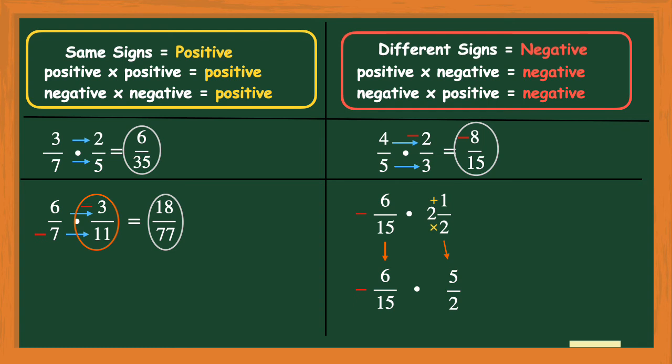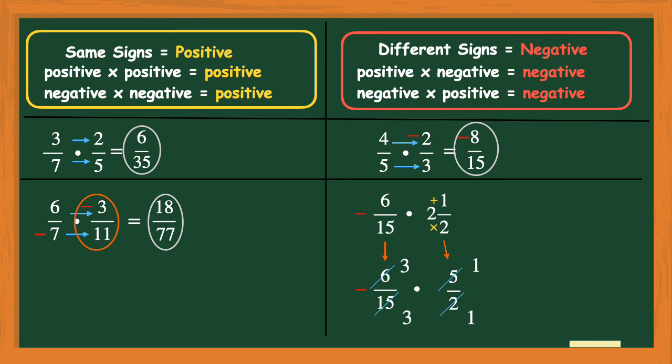Now, before I multiply my numerators and my denominators straight across, I'm going to go ahead and look for some cross-canceling opportunities. And I do see one here with 6 and 2. They both share a common factor of 2. So I'm going to divide each of them by that shared factor of 2. So 6 divided by 2 is going to give me 3. And 2 divided by 2 gives me 1. I also see a cross-canceling opportunity with 5 and 15, and they share a common factor of 5. So 5 divided by 5 is 1, and 15 divided by 5 is 3.